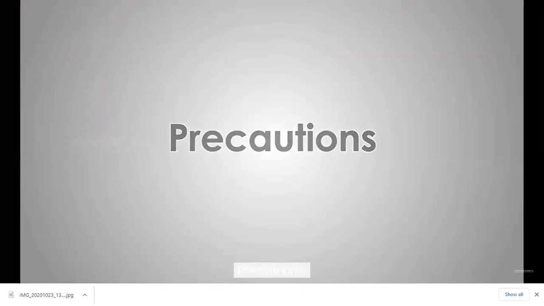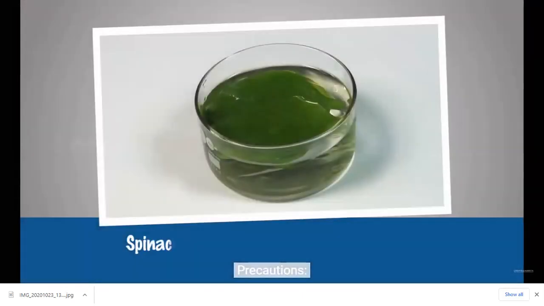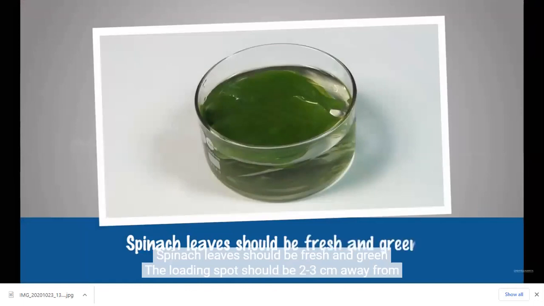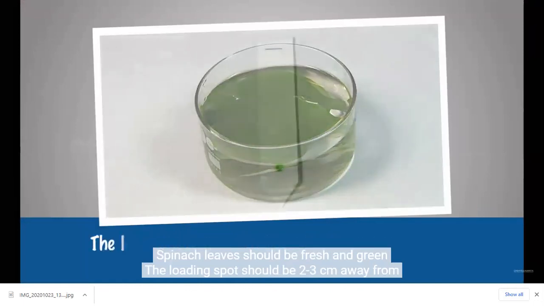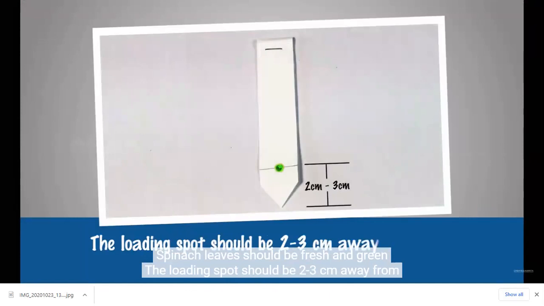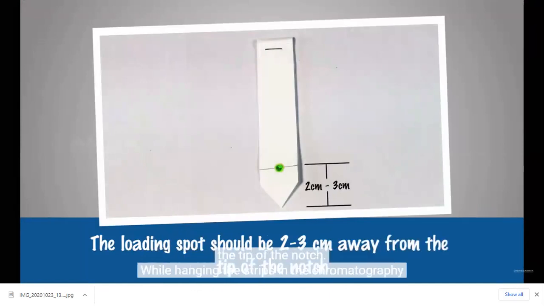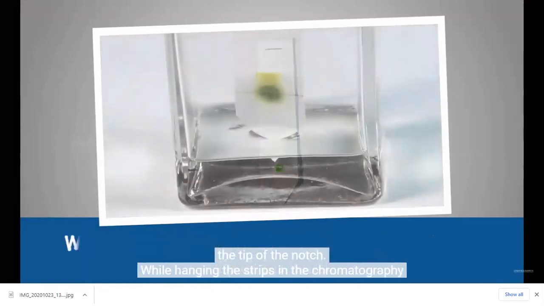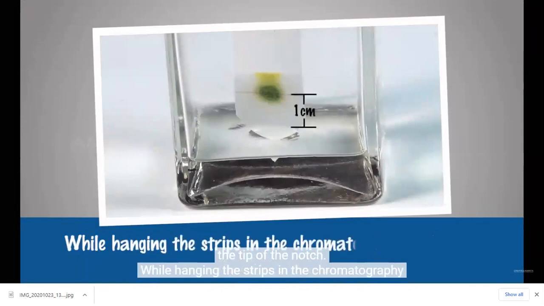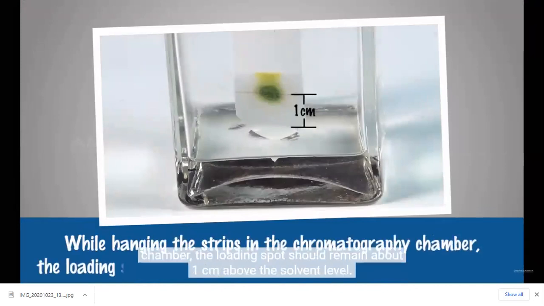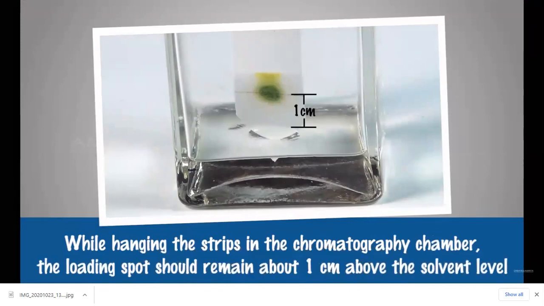Precautions. Spinach leaves should be fresh and green. The loading spot should be 2 to 3 centimeters away from the tip of the notch. While hanging the strips in the chromatography chamber, the loading spot should remain about 1 centimeter above the solvent level.